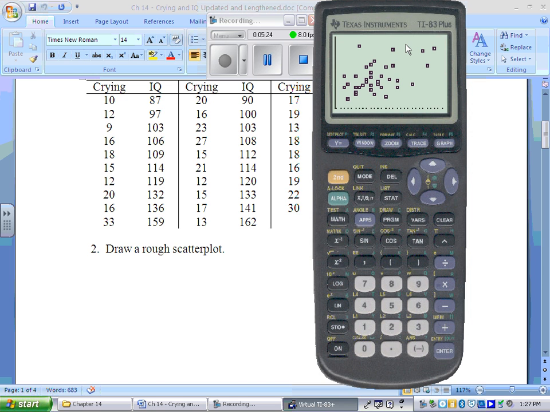I think there's a weak positive linear relationship between crying and IQ. Now, I heard somebody say that we should CUSS it. So let's talk about CUSSing it for a second. What kind of graphs do you CUSS? Coach, I CUSS all of them.